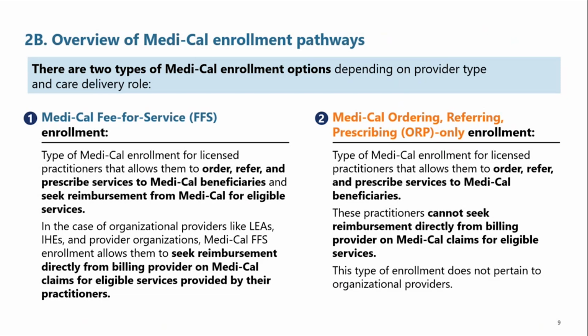Medi-Cal ordering, referring, prescribing, ORP only enrollment. This is a limited type of enrollment that applies to licensed practitioners who only want to order, refer, or prescribe services, but not actually render them or get paid directly for them. These providers cannot submit claims or get reimbursed directly. This is common for medical professionals whose role is more consultative or who support care delivery through prescriptions and referrals. It's important to note that ORP-only enrollment does not apply to organizations, only individuals.